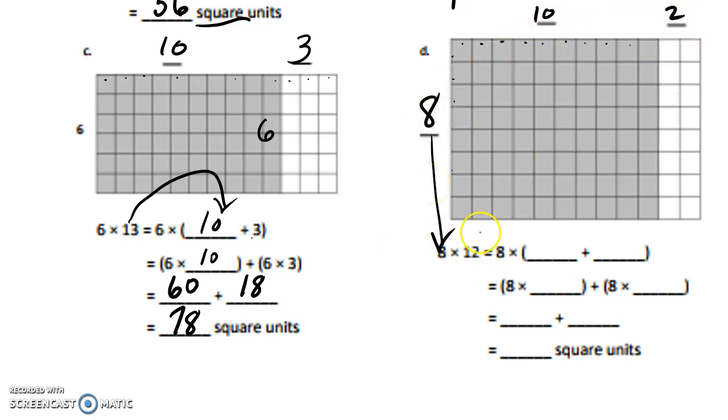All right, so how did we rename the 12? As 10 plus 2. Now the shaded multiplication sentence is 8 times 10. And the unshaded is still 8 times the 2. So 8 times 10 is 80. 8 times 2 is 16. Add them together, we get 96 square units. And I don't know about you, but I don't want to count up 96 square units. It's a lot.